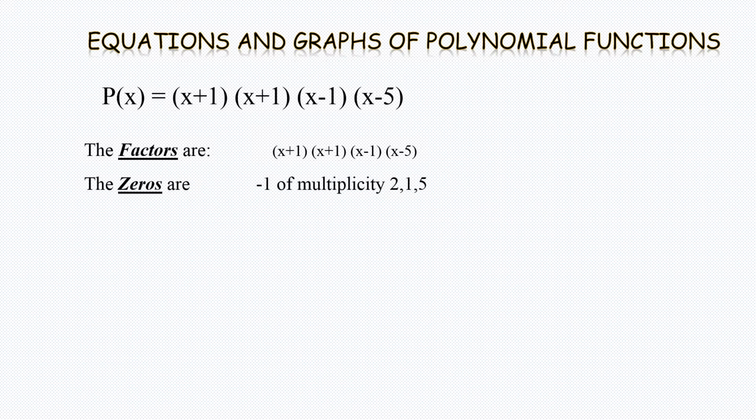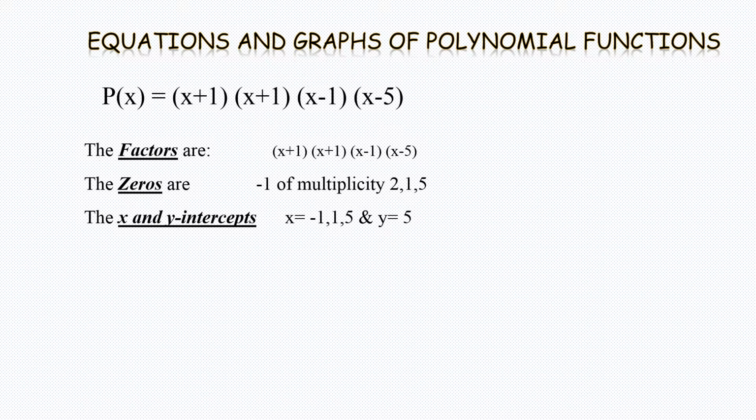Next is to get the zeros. So, para makuha yung zeros, i-equate lang natin ng 0 yung ating mga factors. Kaya yung ating zeros ay negative 1 of multiplicity 2. Ibig sabihin yan ay dalawang negative 1. Then, the other factors or other zeros are positive 1 and positive 5. Next is to get the x and y intercepts. So, yung ating x-intercepts dyan ay same as the zeros. So, we have negative 1, positive 1, and positive 5.